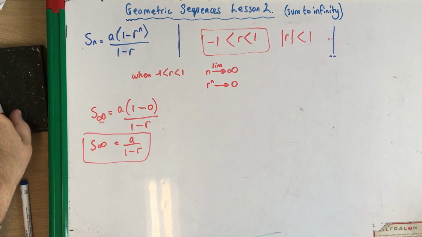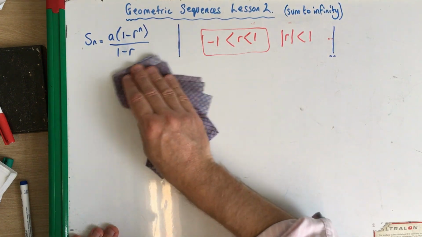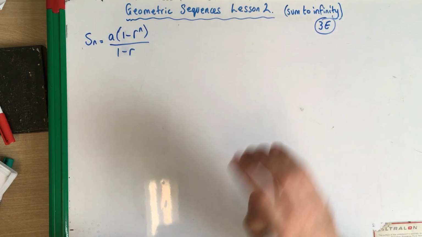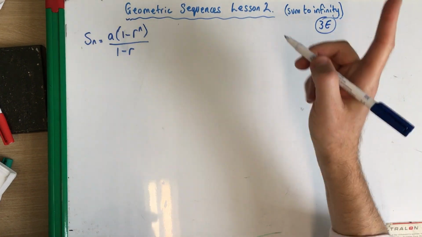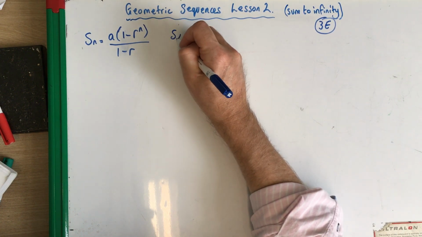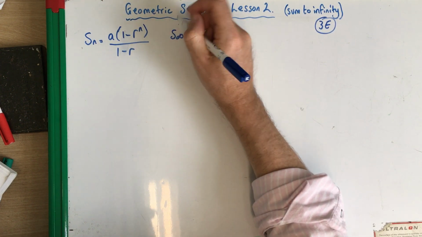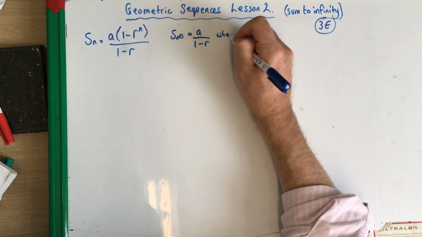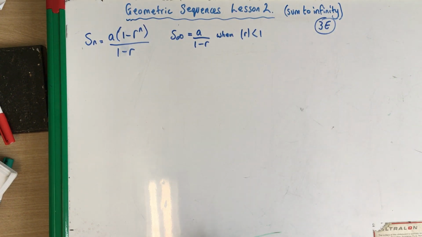Okay, so that's a special case, and it works for what mathematicians call convergent series. So let's put that in. For the exercise, it's from exercise 3e. I'm not going to do all the questions, I'm just going to do question 1 and question 10, the first and the last. So our special case: the sum to infinity is equal to a over 1 minus r. That's the formula, and there's a condition, isn't there, that r is between 1 and minus 1.